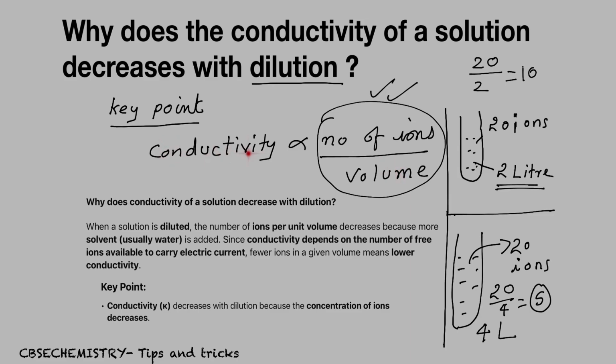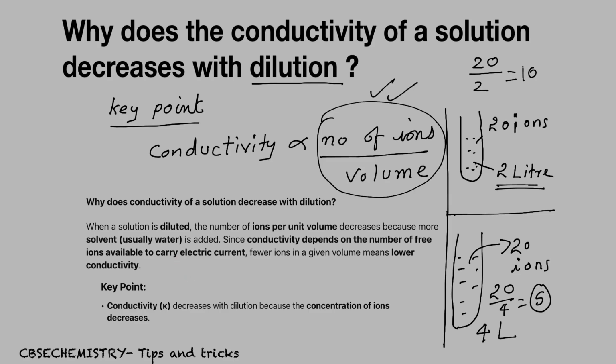So conductivity also decreases. For writing purposes, see, I gave a paragraph here. You can check that. When a solution is diluted, the number of ions per unit volume decreases because more water is added. Since conductivity depends on the number of free ions available to carry electric current, fewer ions in a given volume means lesser conductivity.